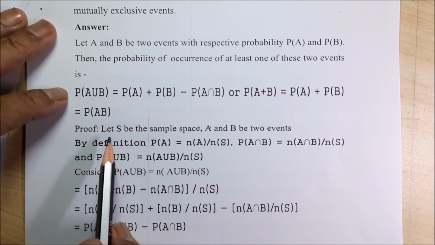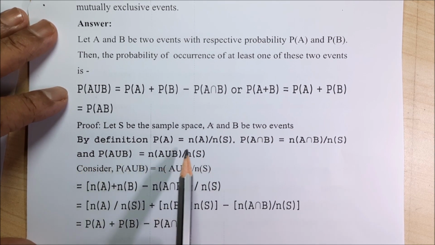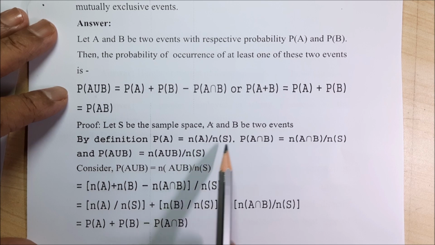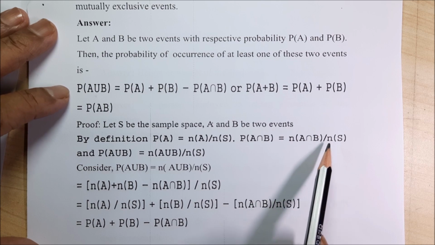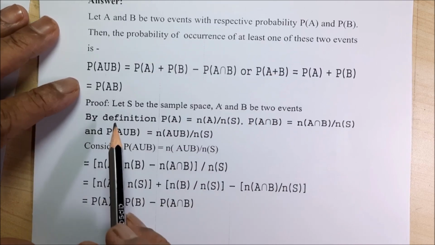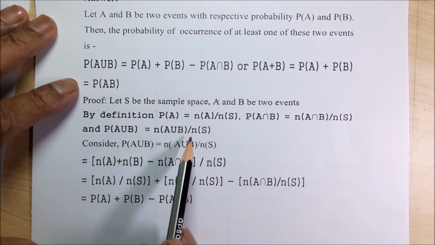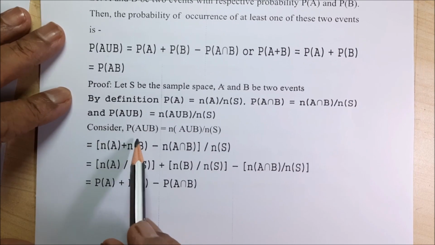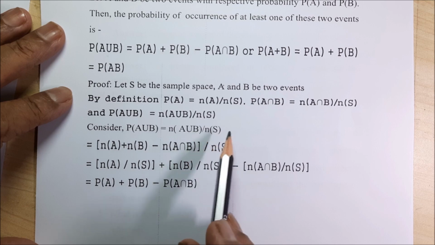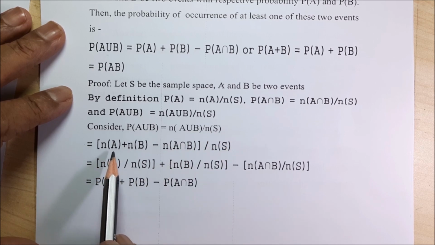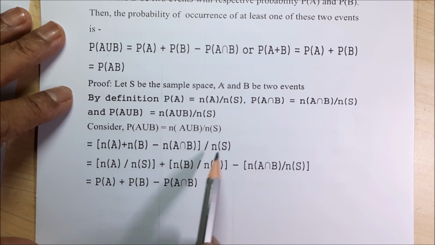So the proof: let S be the sample space, and A and B the two events. By definition, P(A) is N(A) by N(S), P(A intersection B) is equal to N(A intersection B) by N(S), and P(B) is equal to N(B) by N(S). Consider N(A union B) by N(S), which is equal to N(A) plus N(B) minus N(A intersection B) by N(S).